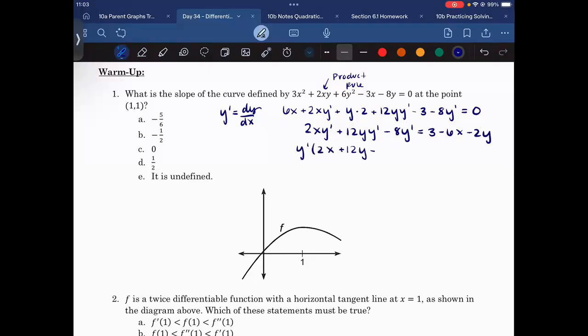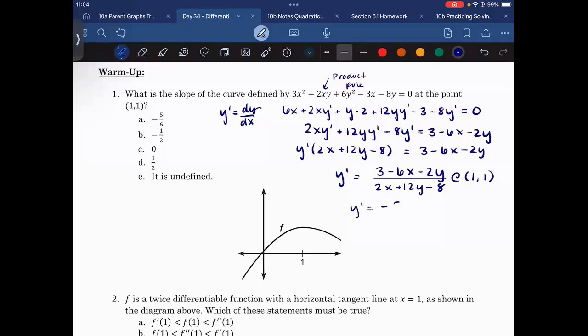And remember, y prime is our slope. That's going to be pretty important for what we're doing today. We're evaluating this at the point 1, 1. So that's really nice. We have 3 minus 6, negative 3, minus 2, negative 5. And 2 plus 12, 14. 14 minus 8, 6. And my answer will be A.